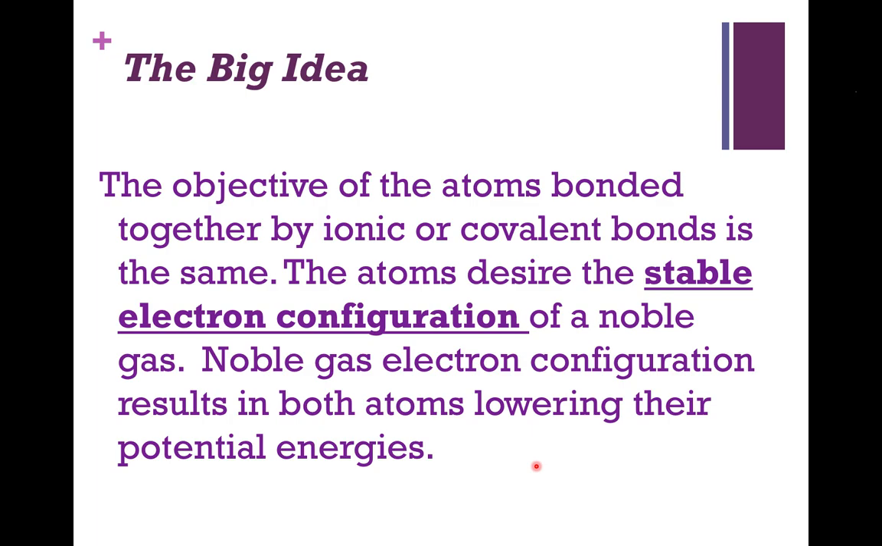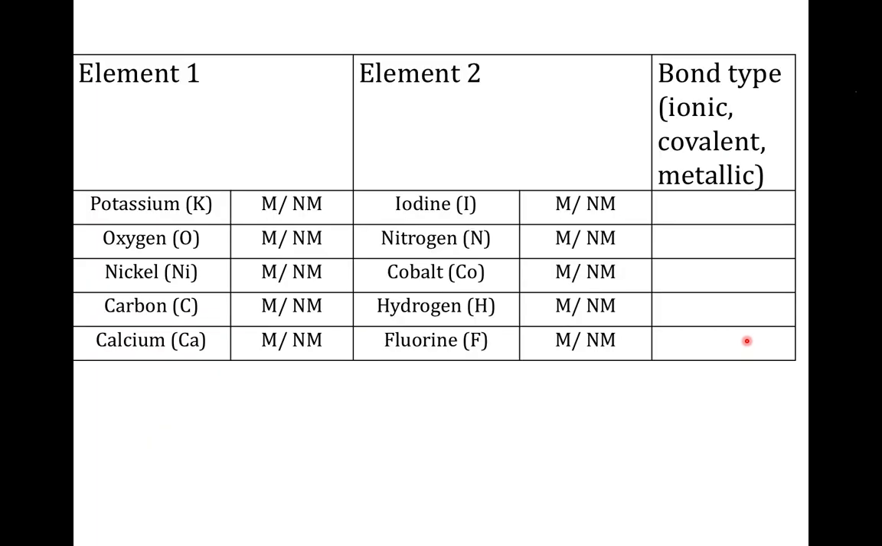So the big idea, if you hadn't figured out, is the objective of the atoms bonded together by ionic or covalent bonds is the same. It doesn't matter if it's ionic or covalent, the objective is still the same. The atoms desire the stable electron configuration of a noble gas. The noble gas electron configuration results in both atoms lowering their potential energies. So the idea here, good free response answer, is that we want a noble gas electron configuration. That is an octet. That is a full octet. That's a fancy name for it.